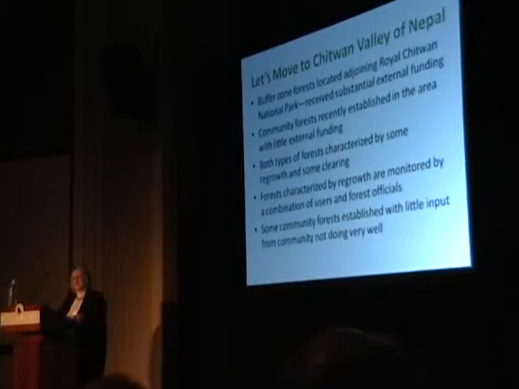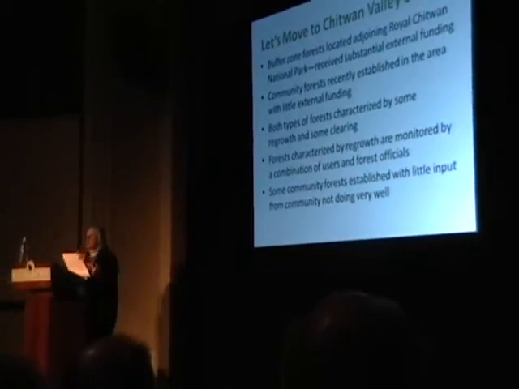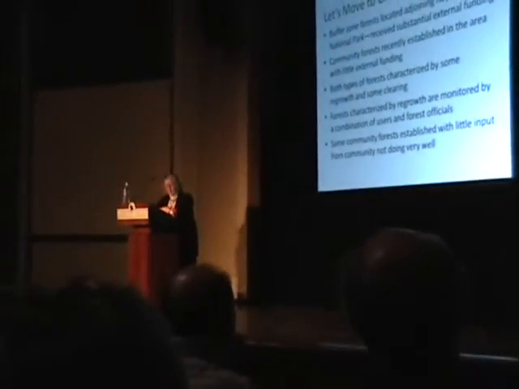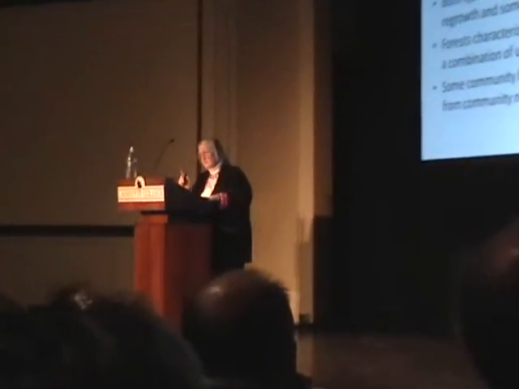So we have a situation where some of the forests that are government-owned are doing very well, some are not. Now let's move for a few minutes to Chitwan Valley in Nepal, looking at forest and forest organization rather than water, like I mentioned earlier. There are buffer zone forests located right next to what was, for a long time, the Royal Forest, the Royal Chitwan National Park it is now.